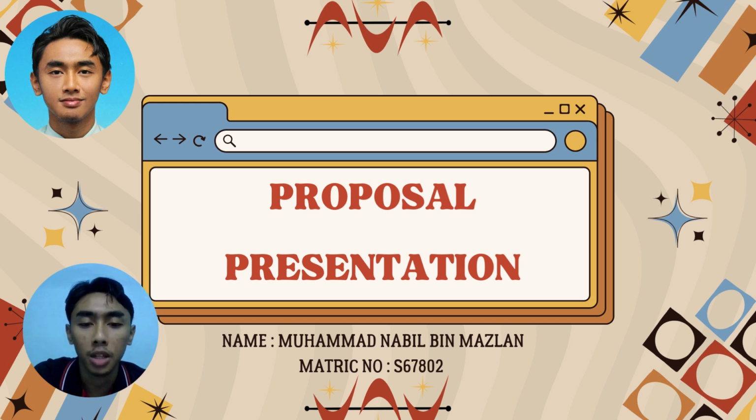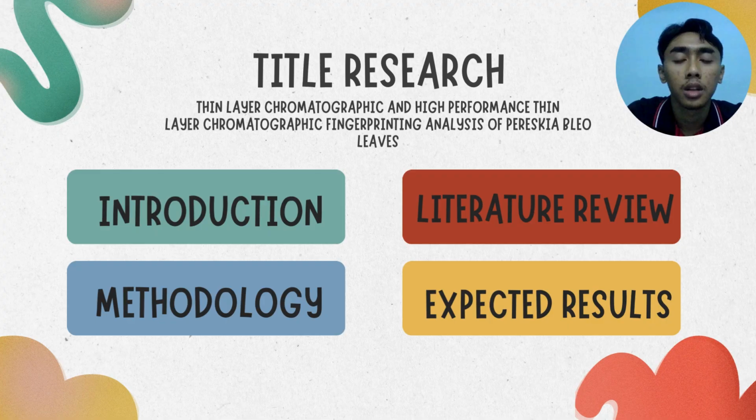So my name is Muhammad Nabil bin Mazlan, metric number S67802. For my research title, I will do a thin layer chromatographic and high performance thin layer chromatographic fingerprinting analysis of Pereskia bleo leaves. We have four parts for this proposal, which are introduction, literature review, methodology, and expected result.